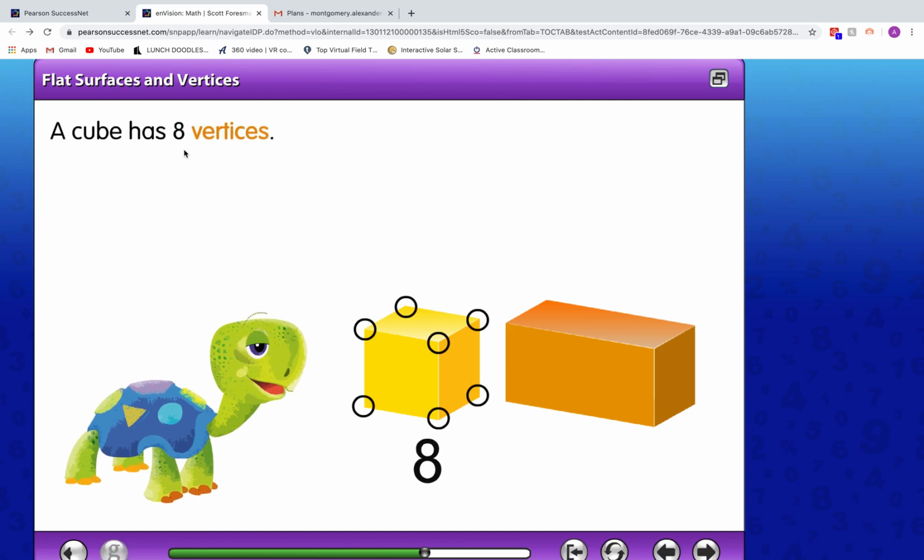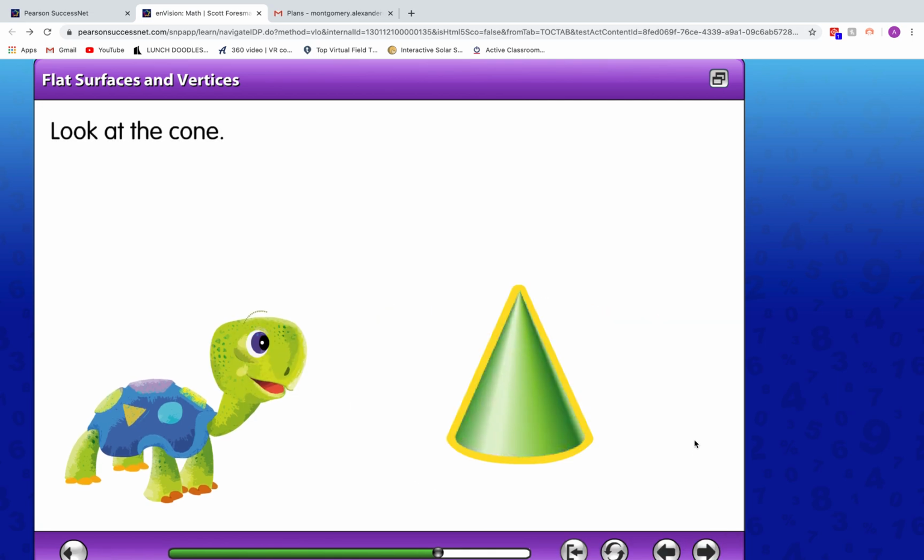I'm saying that the cube also has 8, so I'm not telling any fibs. I'm not lying to you guys. They have the same number of corners.